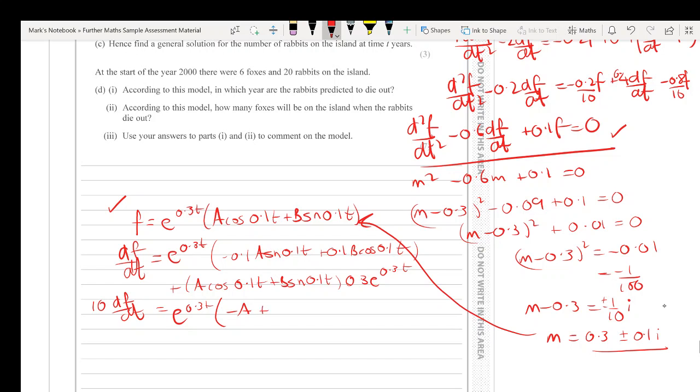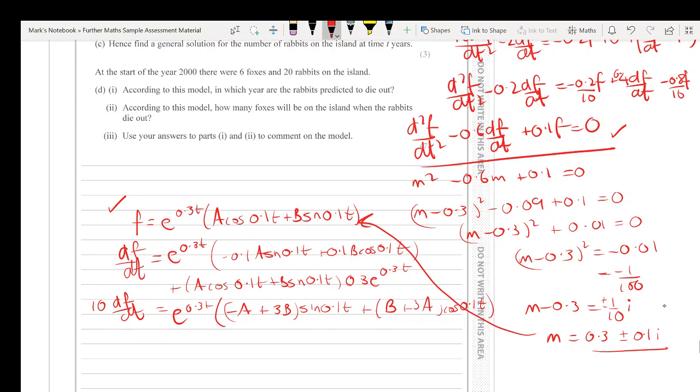So we get minus a from there, and over here, plus 3b, because it's 0.3 times 10, we're timesing that by b. So minus a plus 3b sine 0.1t, and then we've also got, in terms of coses, timesing that by 10, so we've got b plus 3 times a, 3a, b plus 3a cos 0.1t. Okay, that's what 10 df dt is.